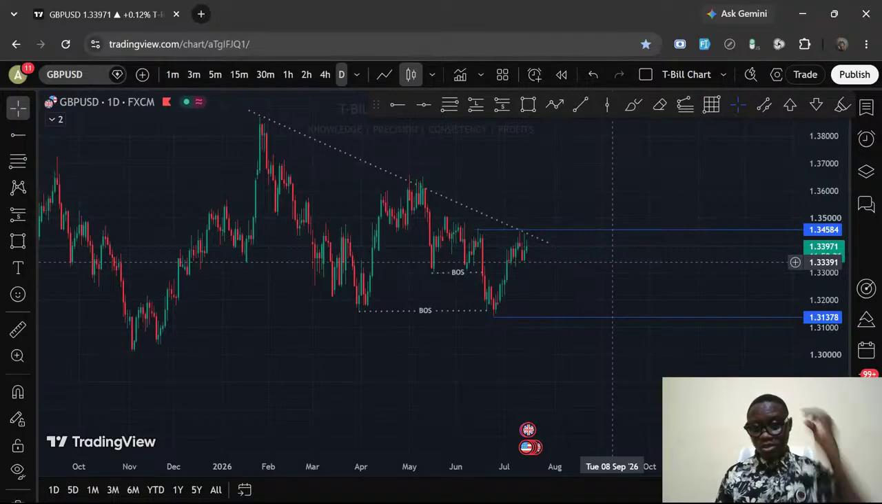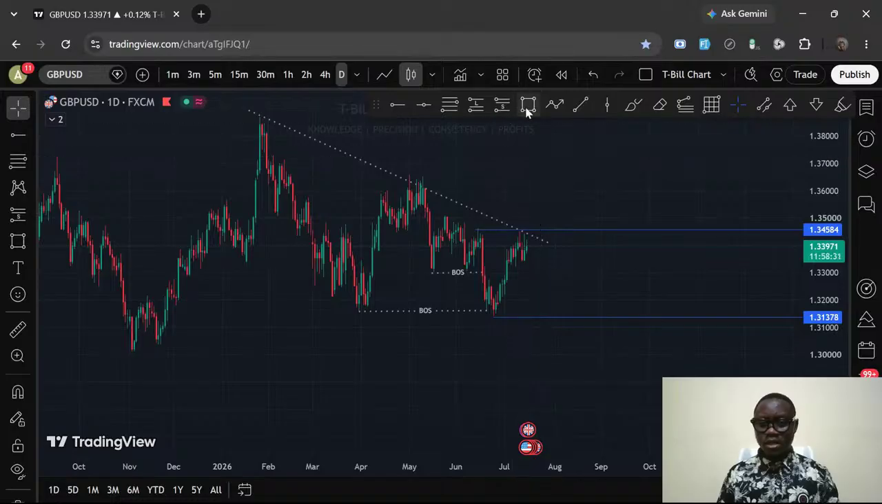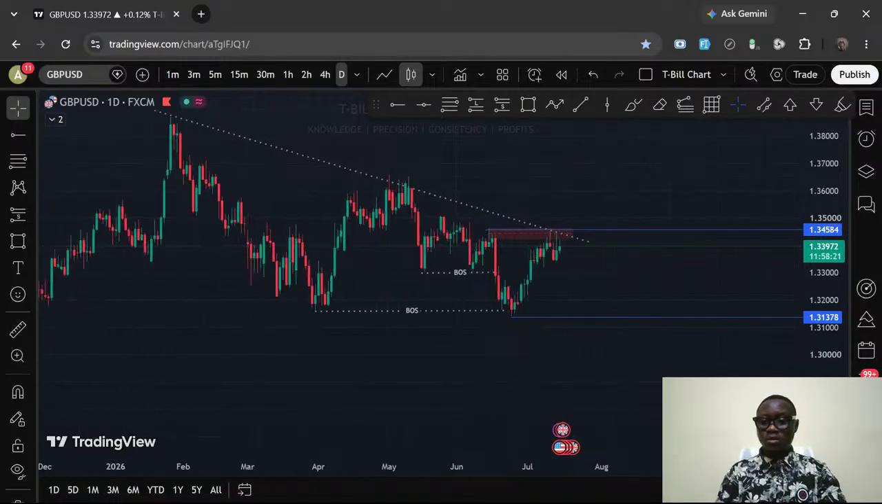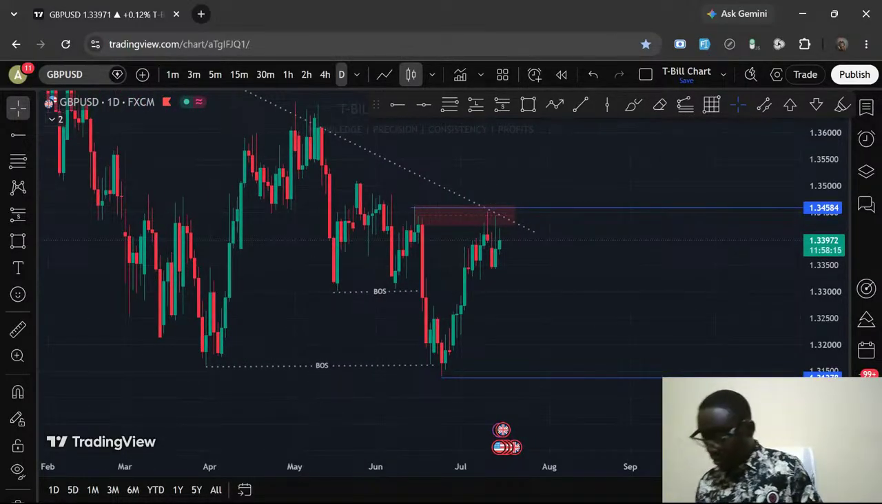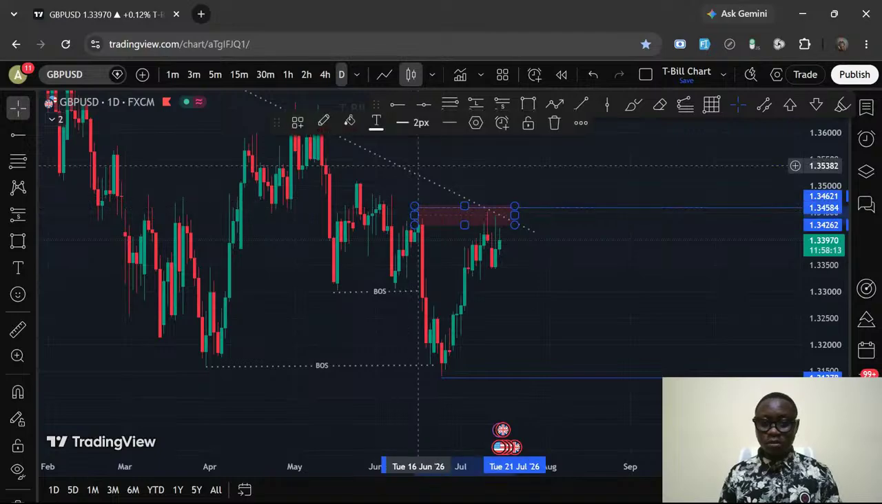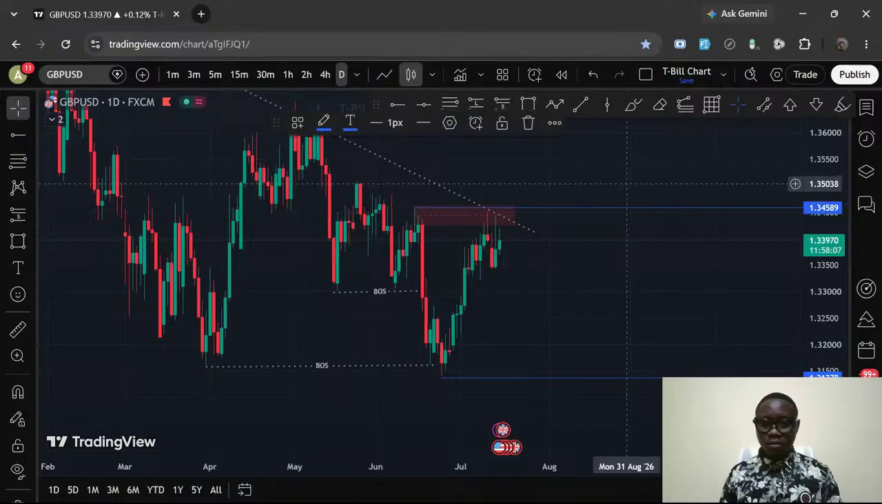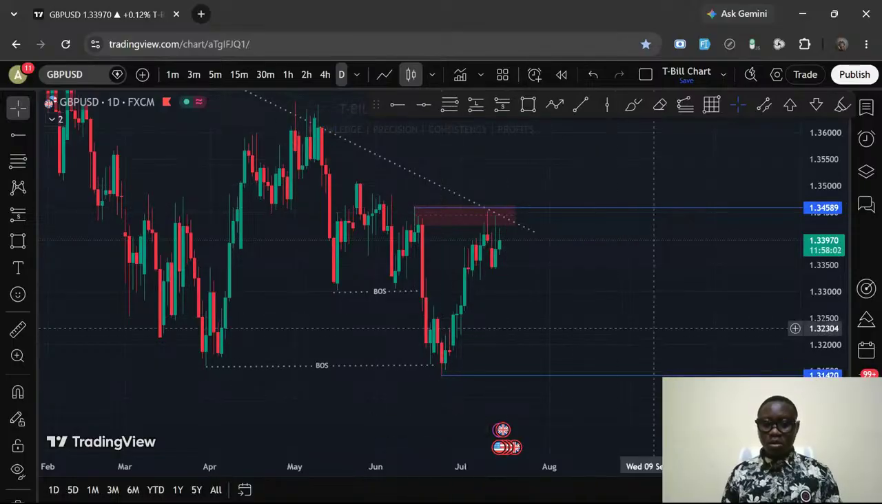We've marked out these zones, and if you look at this, price is currently reacting at this other block zone right here. It's currently reacting at this other block zone right here. And we have this as well. All right, perfect.